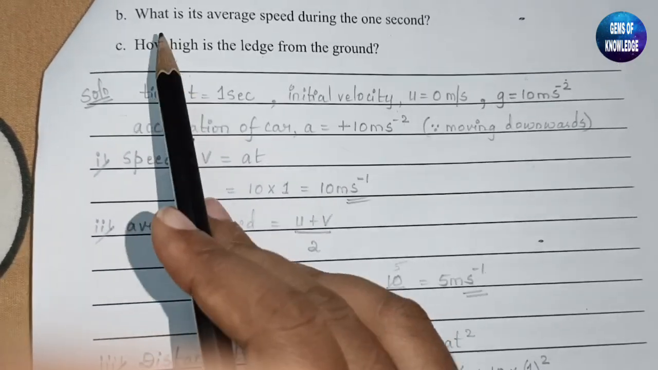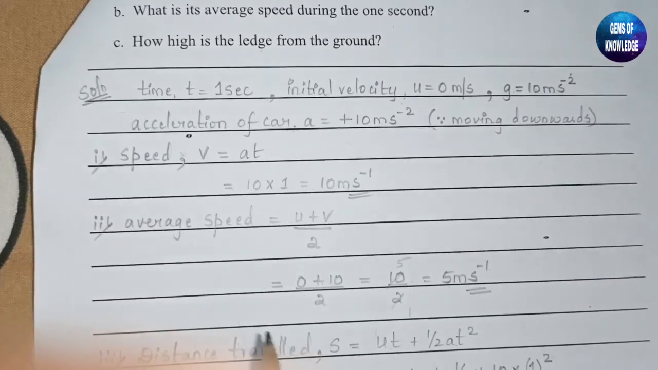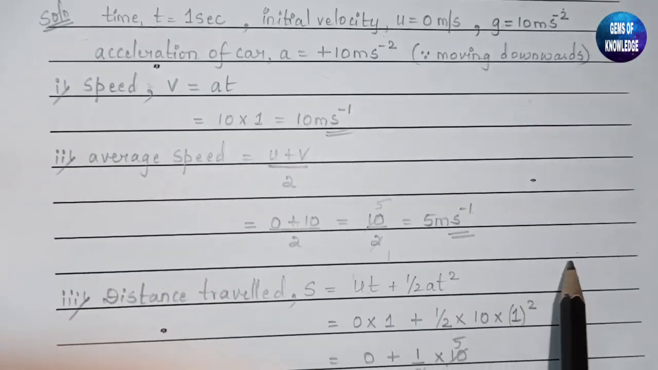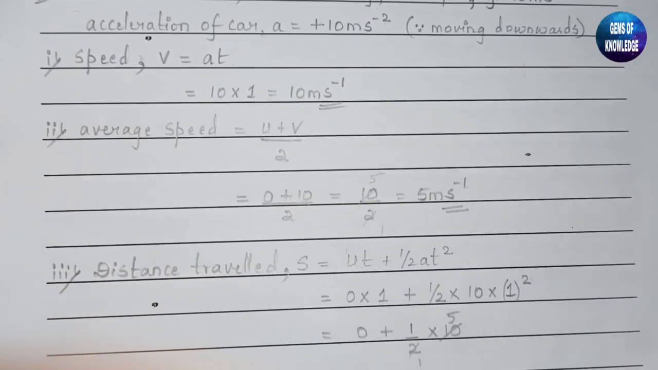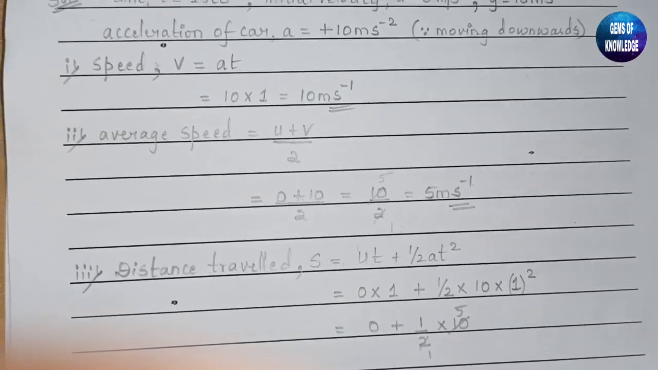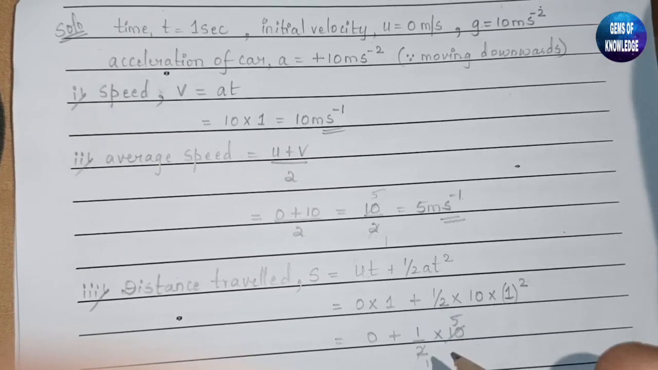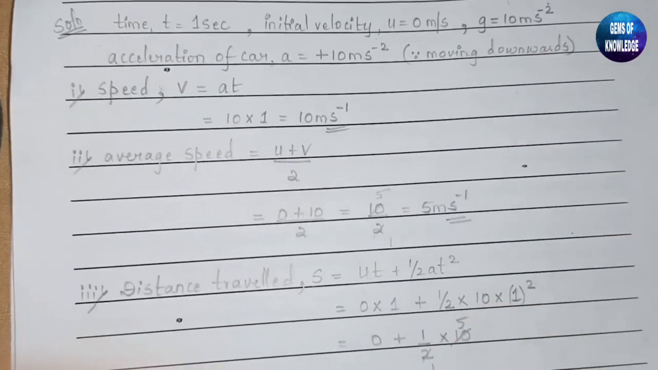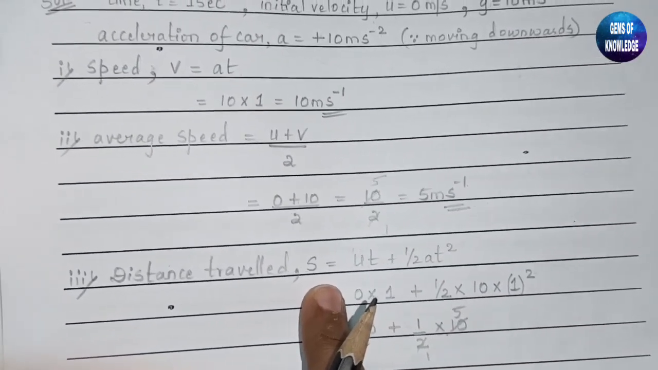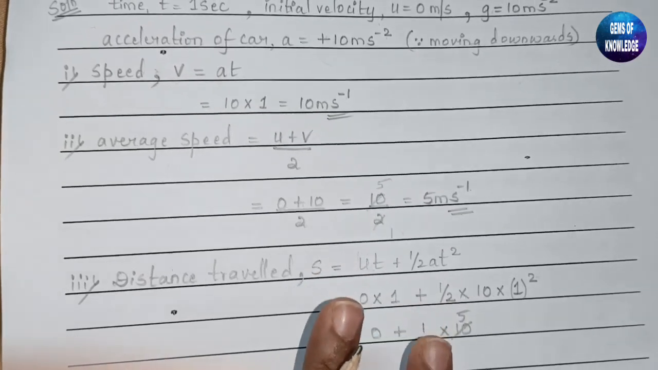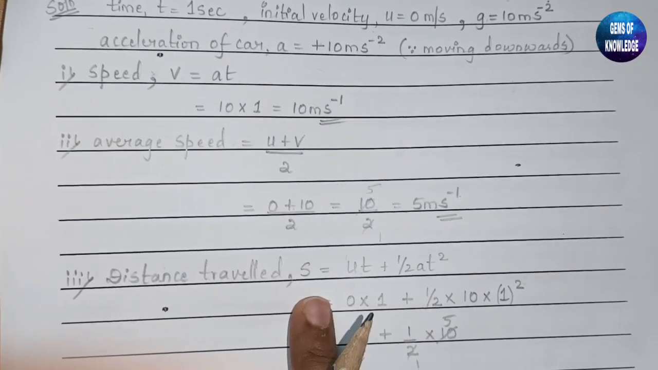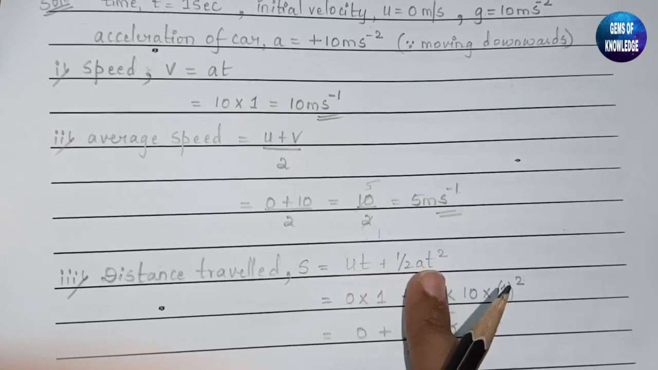Then the last one, how high is the ledge from the ground? So we need to find the height over here. Height in this sense means the distance traveled, from top to bottom. According to the three equations of motion, we have one last formula here, that is s equals ut plus half at square.